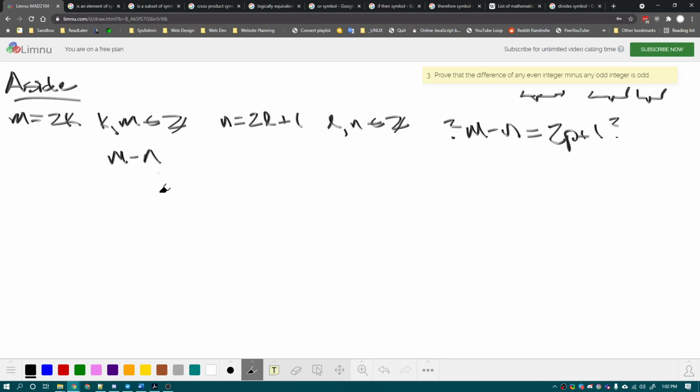So m minus n is equal to 2k minus, let me put parentheses around that, 2l plus 1. And that's equal to 2k minus 2l minus 1. I'm looking for a plus 1. So what I'm going to do is group the 2k and the 2l together.